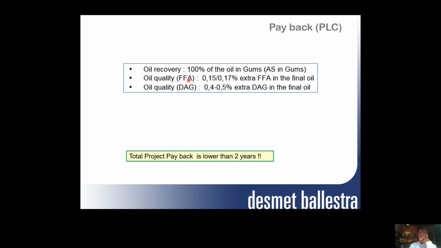For the final oil quality, there will be an increase of 0.15 to 0.17 extra free fatty acid in the final oil, and 0.4 to 0.5 extra diglycerides in the final oil. So it is a quality that is typically sold when you use enzymatic degumming. But in this case it is enzymatic deoiling, which is different and makes a lot more value, as we mentioned.